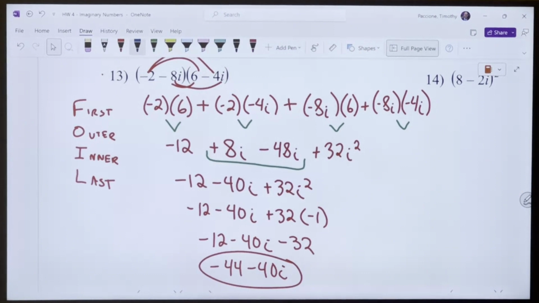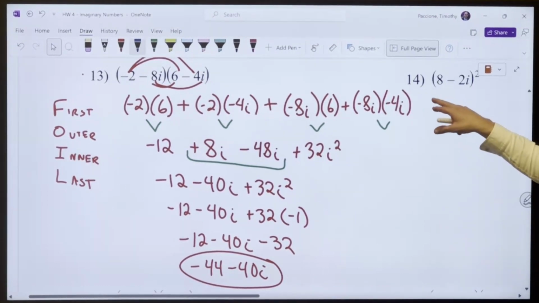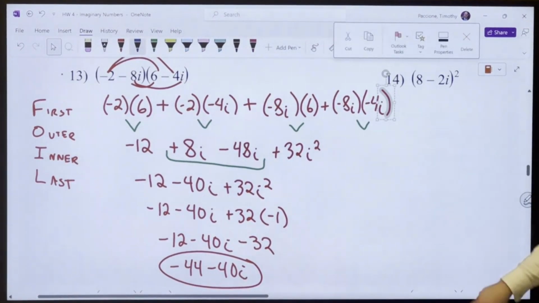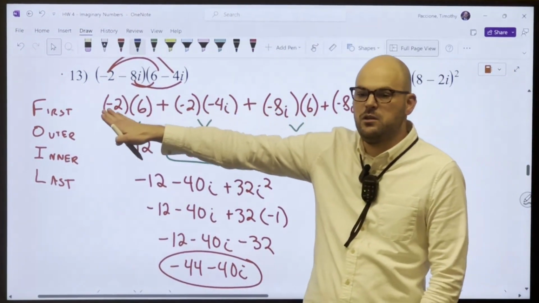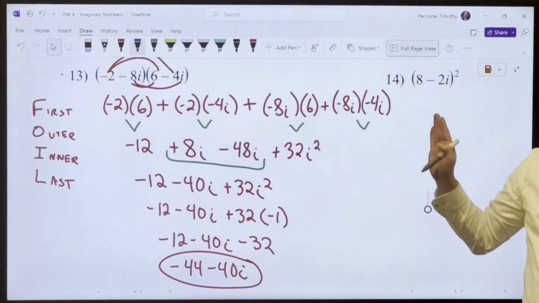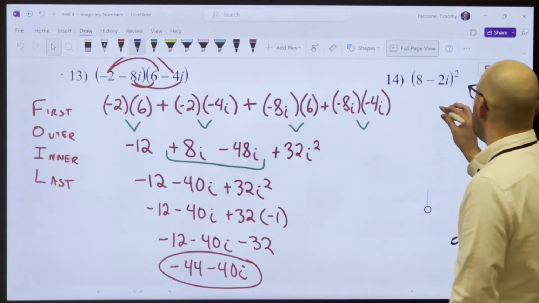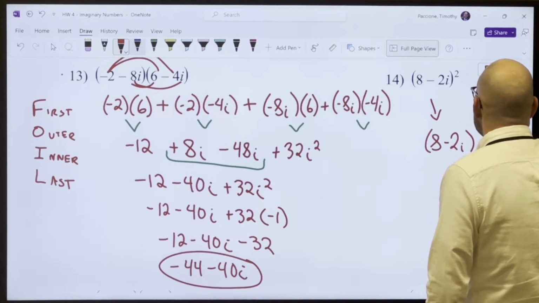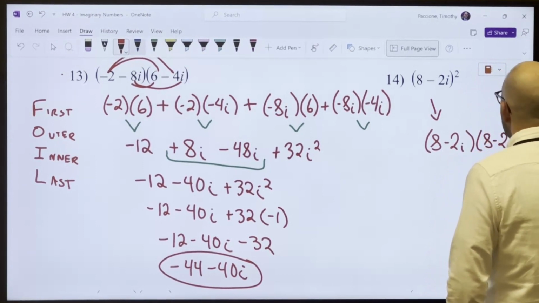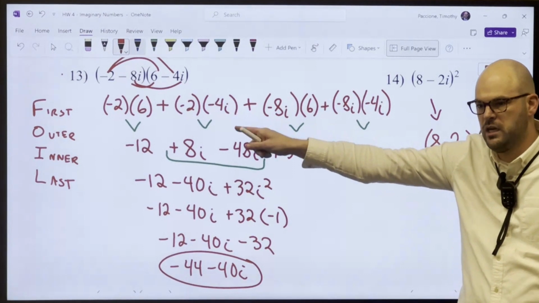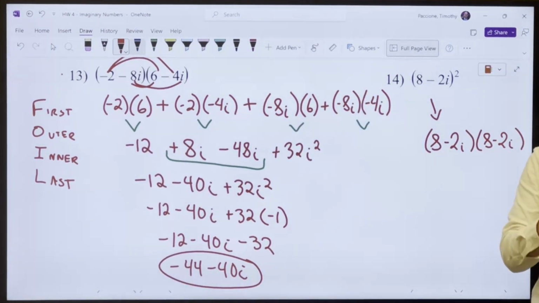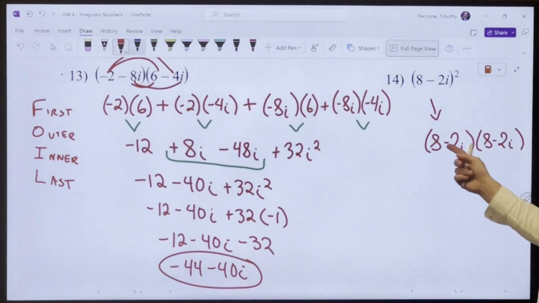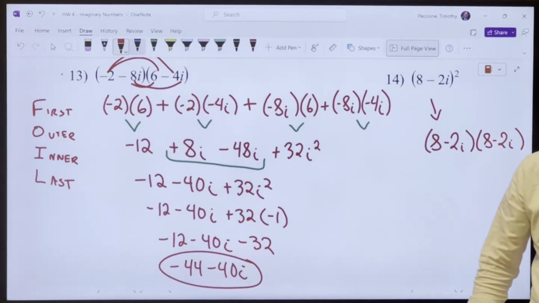All right. Question. Anybody not know what to do with 14? This one. Just separated? Yeah. So if you knew how to do 13, you knew how to do 14. And you just didn't know it yet. Because all you had to do with this was rewrite it as 8 minus 2i times 8 minus 2i. And now it's just like that problem. Right? Just remember what squared means. It means that something times itself. Right? So that makes it just like that problem, and then you can go from there. Okay?